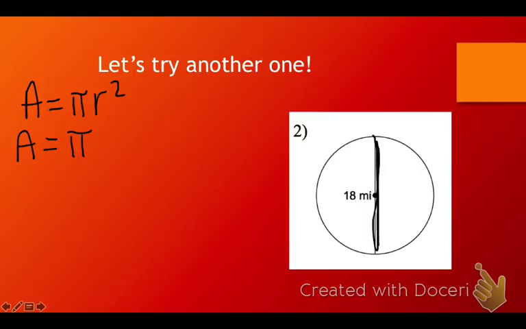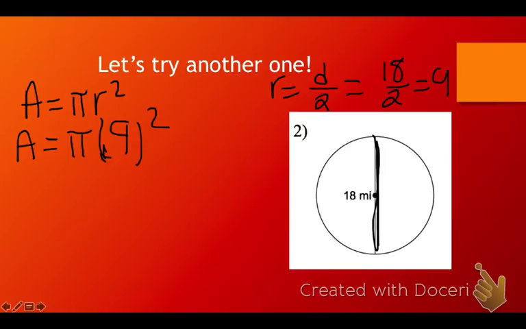Off on the side, I'm going to say radius equals the diameter over 2. So that means the diameter is 18 over 2, and 18 divided by 2 is 9. When you have the whole circle, you need to remember to divide it by 2. So then I'm going to put 9 in parentheses, 9 squared. Then I'm going to rewrite A equals, well, you should know that 9 squared is 81. So 81 pi.